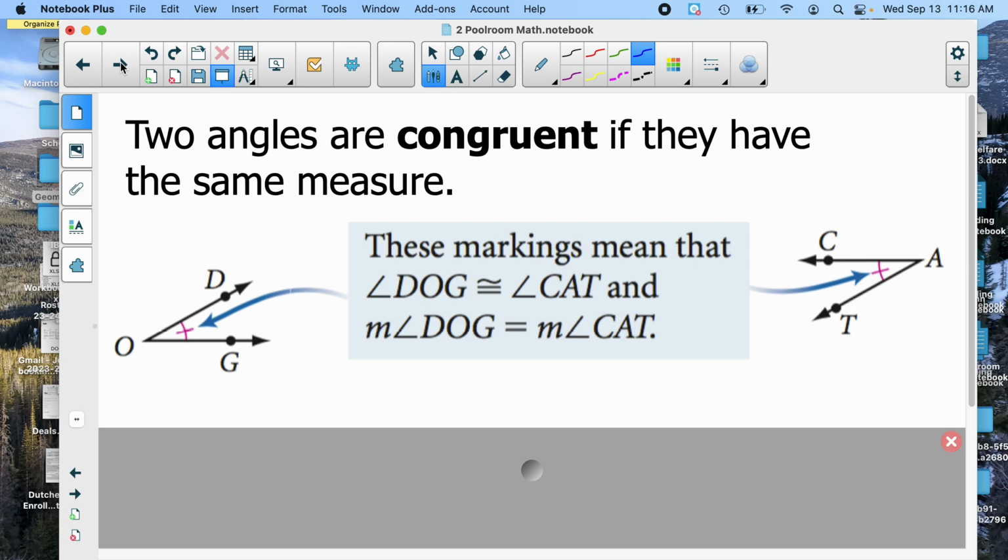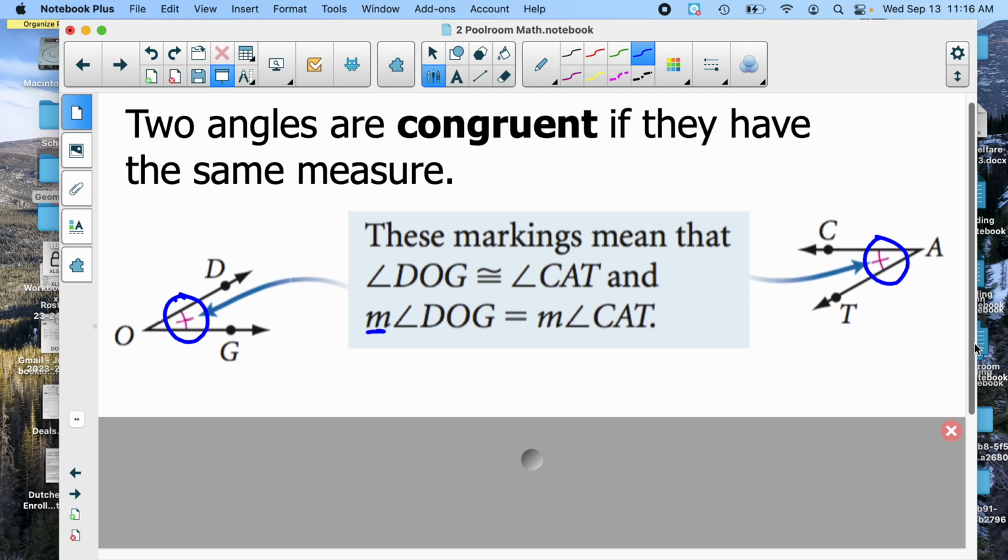Just like segments, 2 angles are congruent if their measures are the same. And take a look at how I've marked them. I put that little arc through it over here, but I then put a little tick mark through it as well. So that helps me show that these 2 angles are congruent. So again, I would write angle DOG is congruent to angle CAT. If I want to specifically talk about their measures, though, I would use this M notation here and say the measure of angle DOG equals the measure of angle CAT. Remember, like segments, if we want to talk congruencies, we don't need the M's. If we want to talk about specific measures, we need those M's.